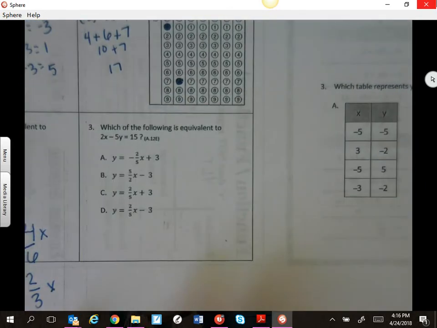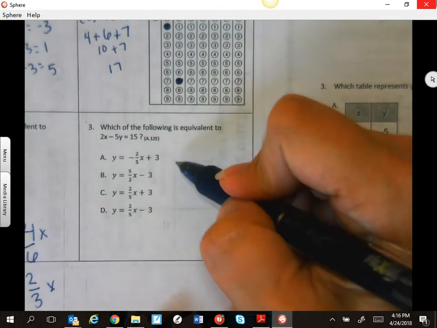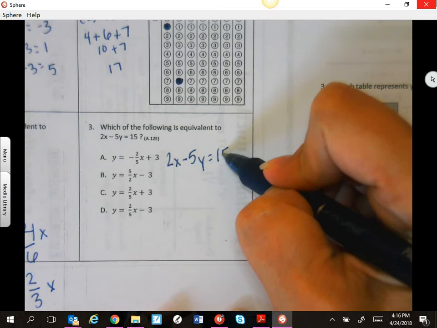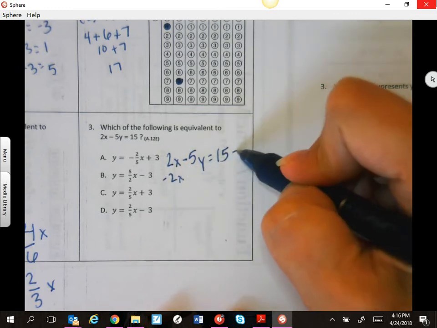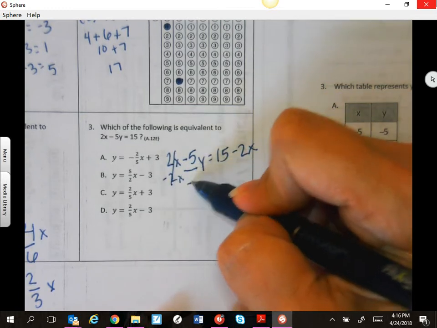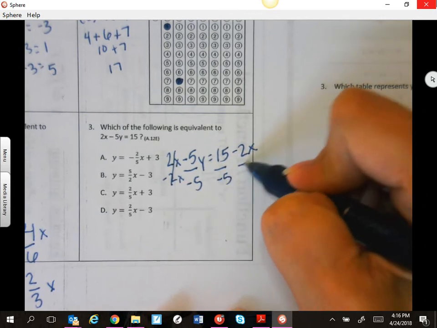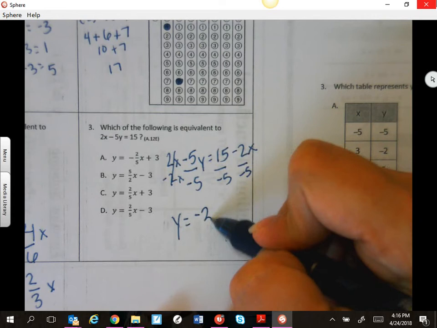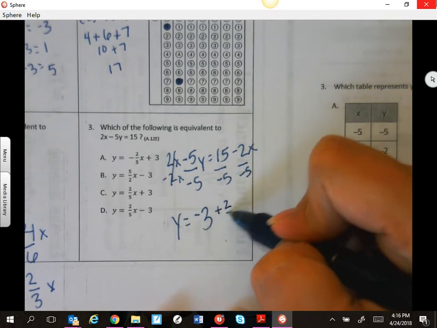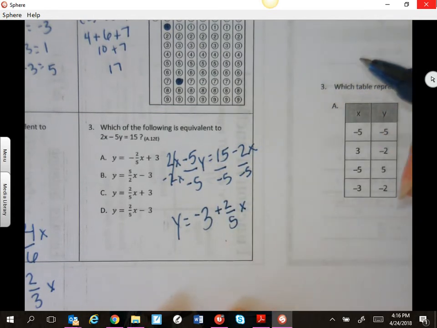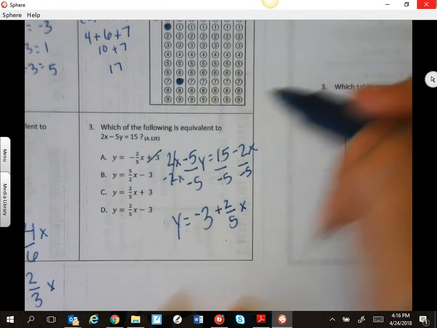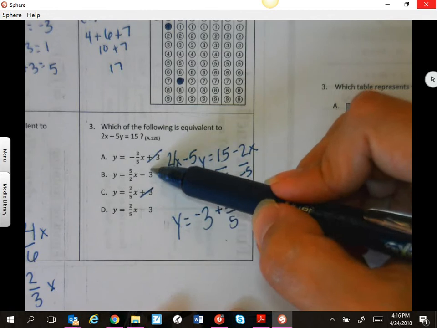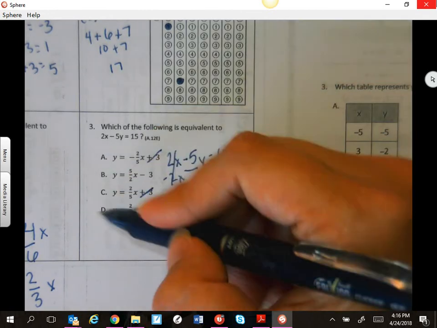Which of the following is equivalent? Again, move your x. We're subtracting because it's a positive. And divide. Now I have to divide by a negative 5. Be careful with your signs. 15 over negative 5 is a negative 3. Negative divided by a negative is a positive. Can't be this one, that's a positive 3. Okay, so I'm looking, negative 3, needs to be 2/5. It has to be B.